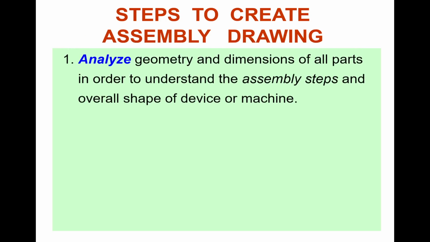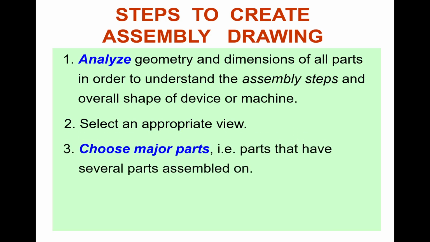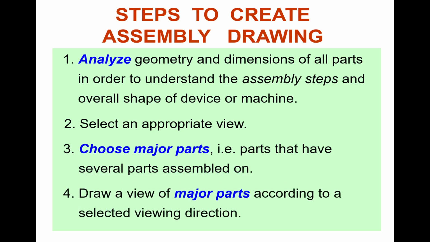And then let's look at the steps to create assembly drawing. Okay, first you analyze the geometry and dimension for all parts in order to understand the assembly steps and overall shape of device or machine. And number 2, select an appropriate view. And number 3, choose major parts, which is parts that have several parts assembled on. And then draw view of major parts according to selected viewing direction.